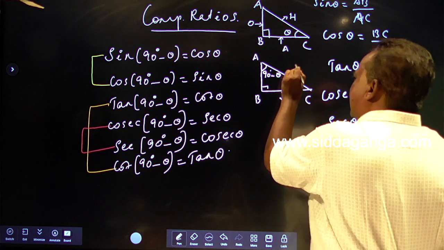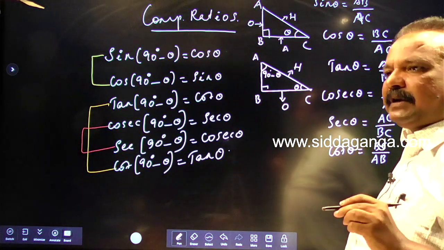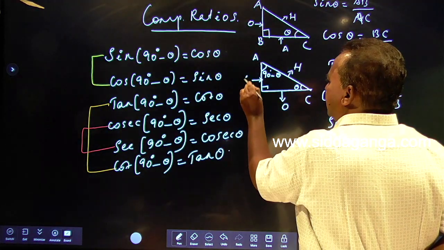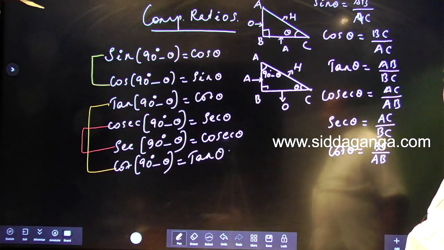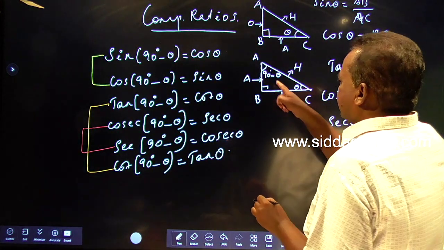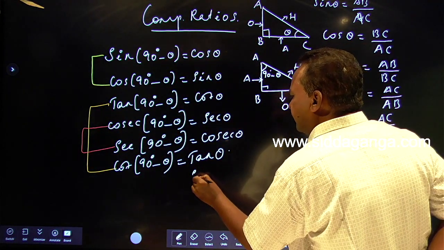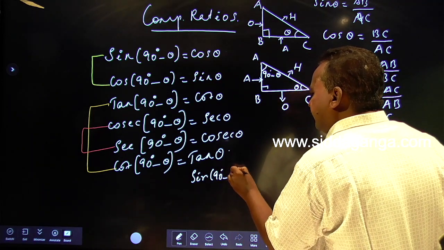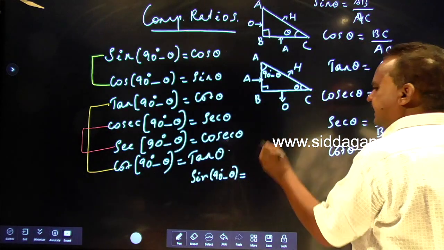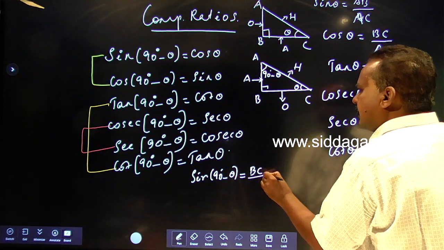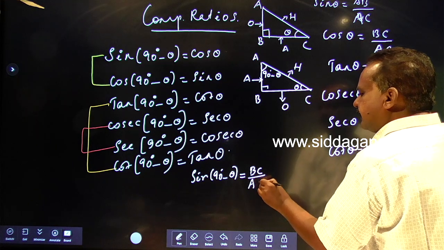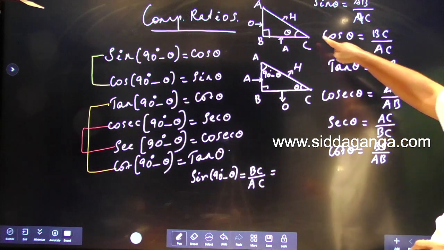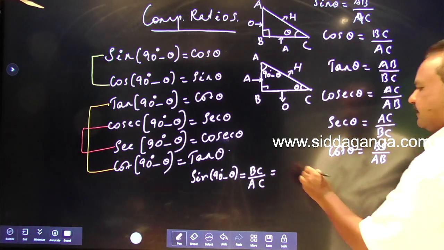No doubt, hypotenuse position is always fixed in a right angle triangle, and this is adjacent side. Okay. What is the sine of 90 minus theta? Sine of 90 minus theta, opposite is BC, hypotenuse is AC. But what is BC by AC from this above triangle? Cos theta.